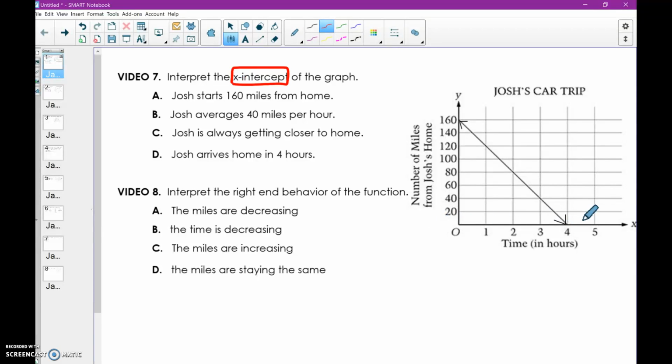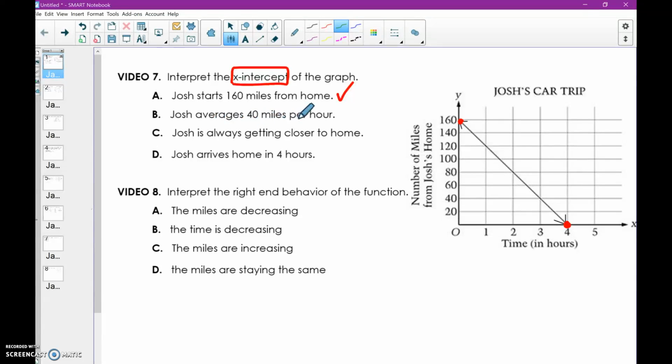So if I look on my x-axis, right about there at the 4 is my x-intercept. So I know it has to do something with that point, so keep that in mind. It says Josh starts 160 miles from home, okay? Well, when he starts, his time should be 0, which means 160 miles away. Now, yes, that is true, but does it have to do with the x-intercept? No, because I'm looking at this number. So I'm going to ignore that one for right now.